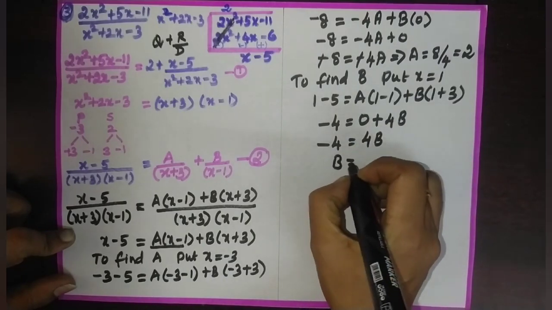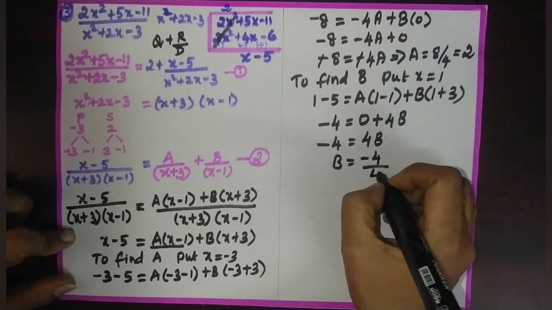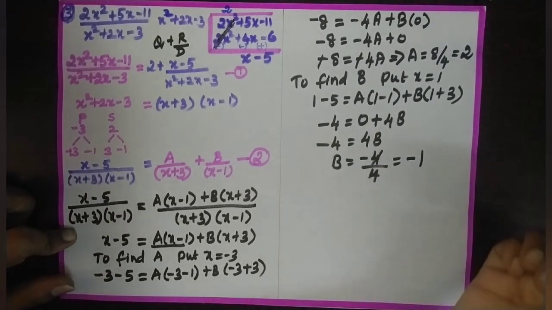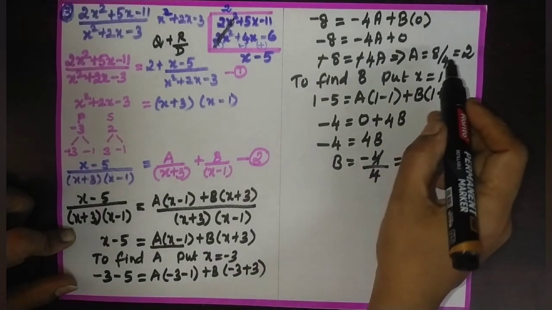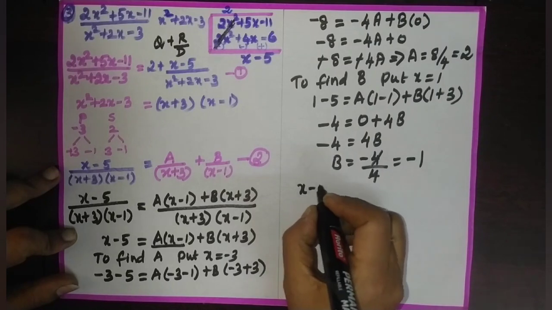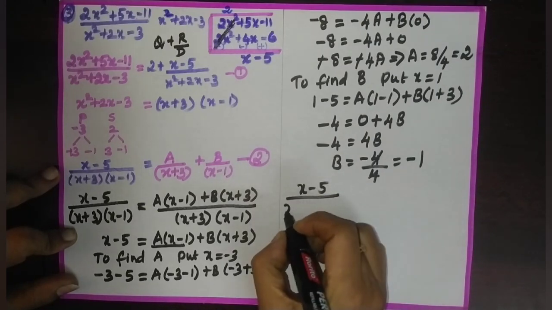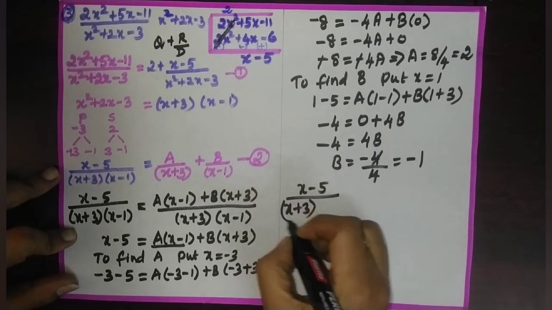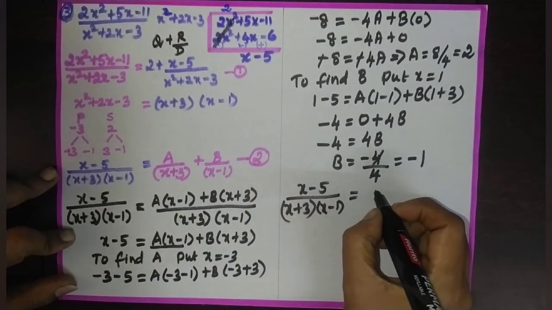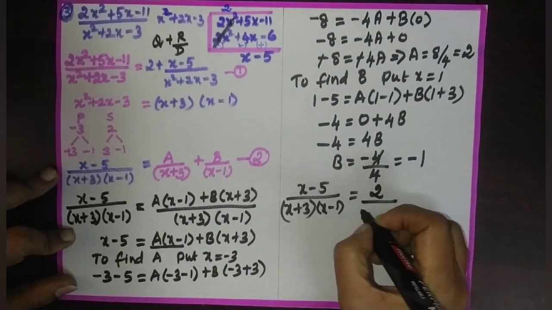b equal to minus 4 by 4. 4 and 4 will be cancelled. We are getting b as minus 1. Now substitute a and b value in 2. Then we get x minus 5 by x plus 3 into x minus 1, which is equal to, in the place of a, substitute 2. 2 by x plus 3.